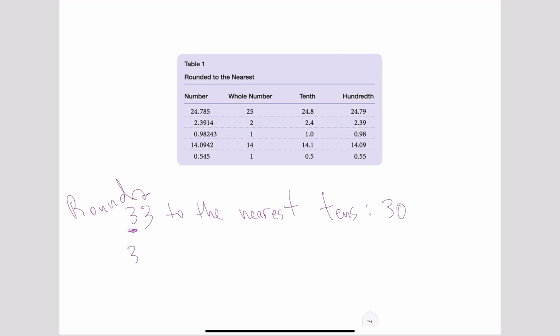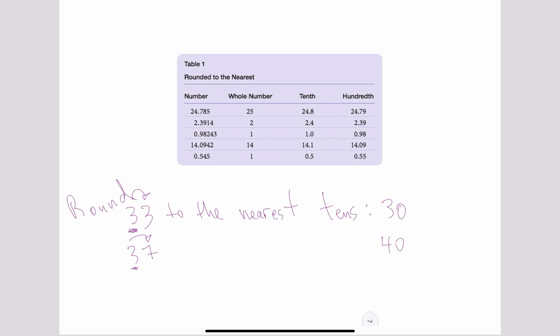But if it was something like 37 to the nearest tens, well, I look at the neighbor number, which is the 7. That's a big number. 7's pretty close to 10, so that's going to round up. That's going to push this up to a 40, because I'm rounding to the nearest 10.